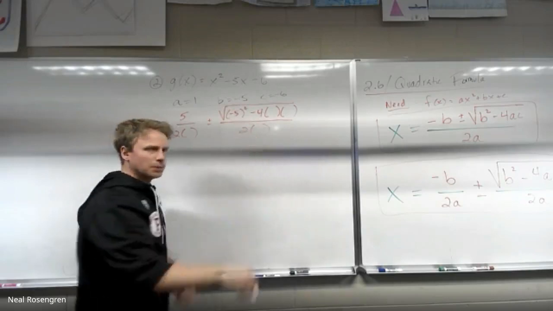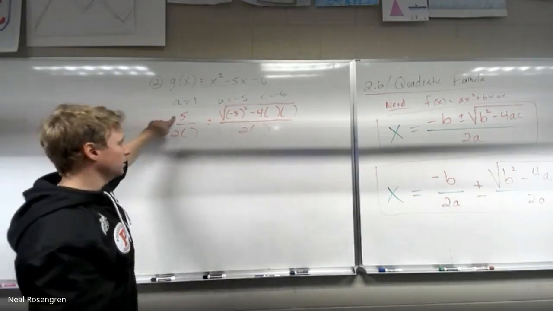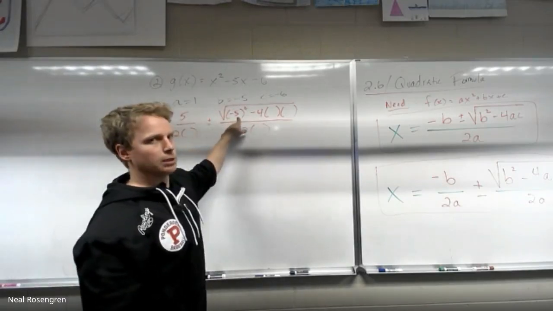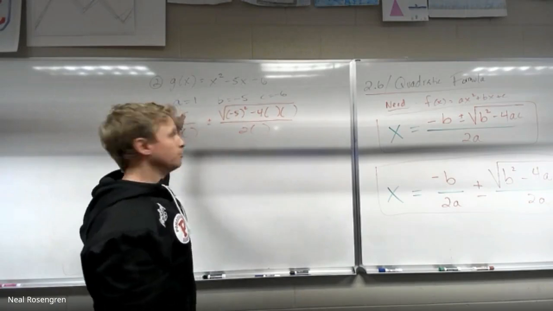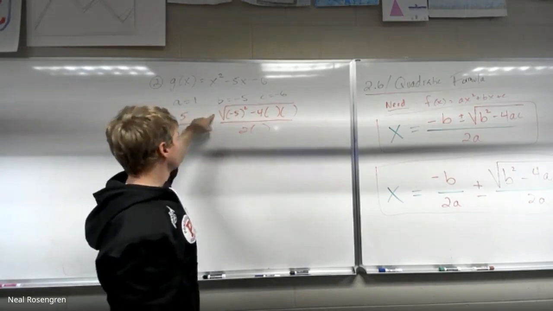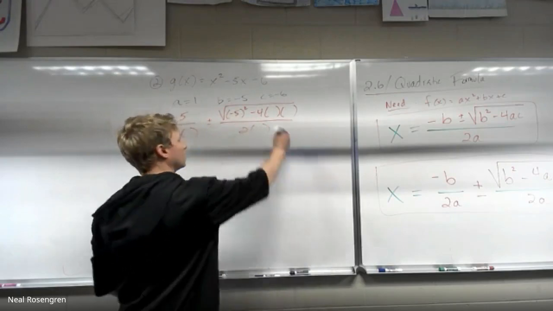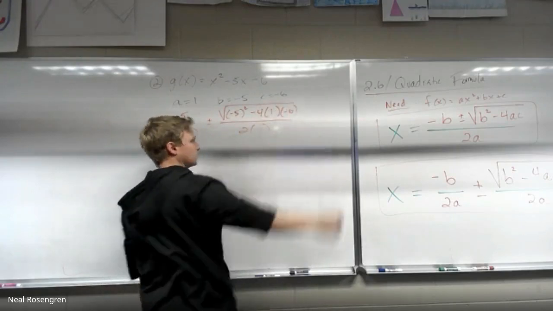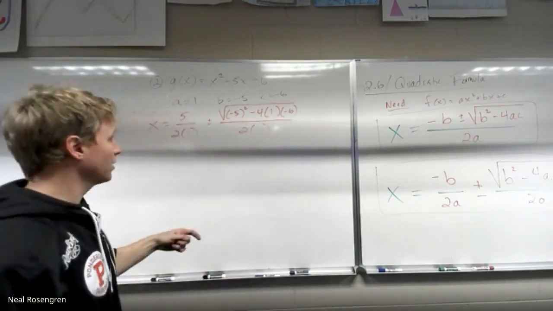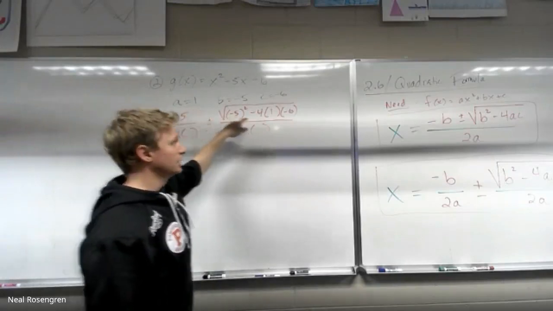Negative 5 is b. All right, so this is negative b. This is regular b, right? X equals negative b. Cool. Plus or minus square root b squared minus 4ac. 4 times 1 times -6.